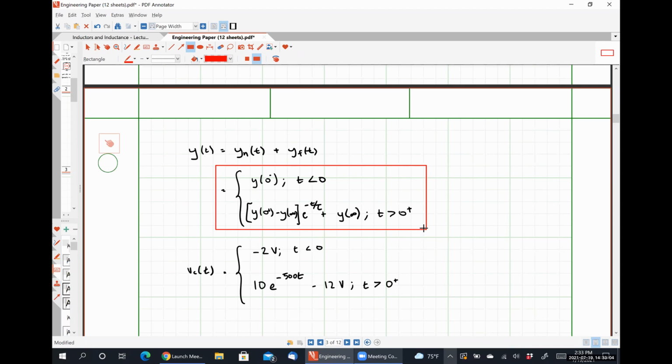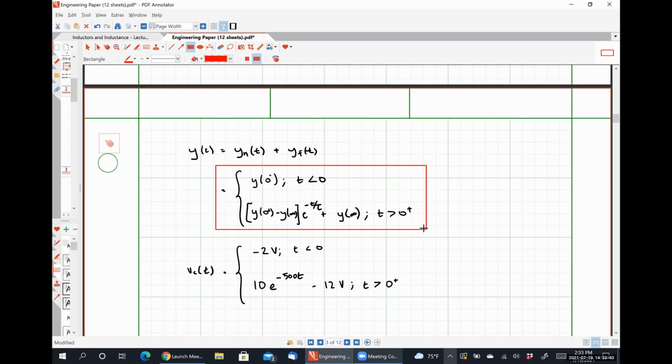Now, a question that I'm very frequently asked by students is, how do I tell whether or not to bother with that whole y at infinity thing? Or effectively, what's the difference between a total response circuit and a natural response circuit? A total response circuit is any circuit where a source is left in for all time. A natural response circuit is when they're taken out.